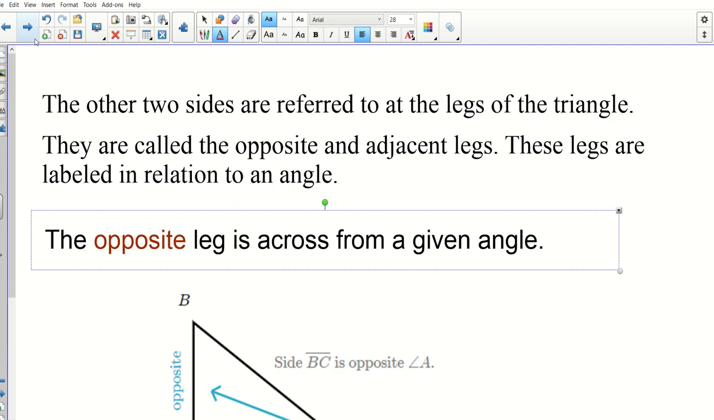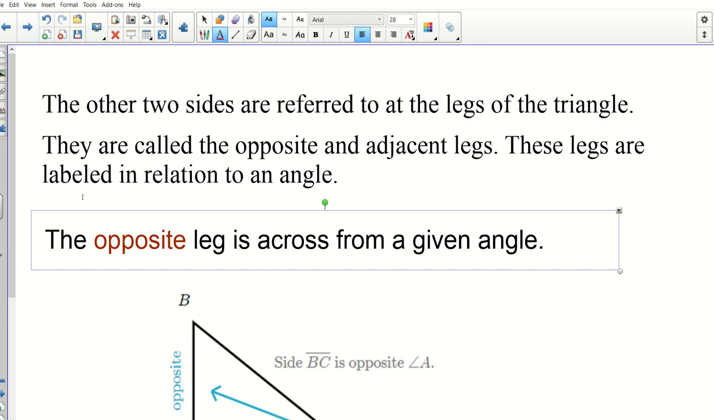The other two sides are actually going to be referred to as the legs of the triangle. They will be referred to specifically as the opposite and adjacent legs. And these legs are labeled in relation to an angle. These legs can change names depending on where the angle is. We'll get into that in a little bit, but let's look at the first, what is called the opposite leg.